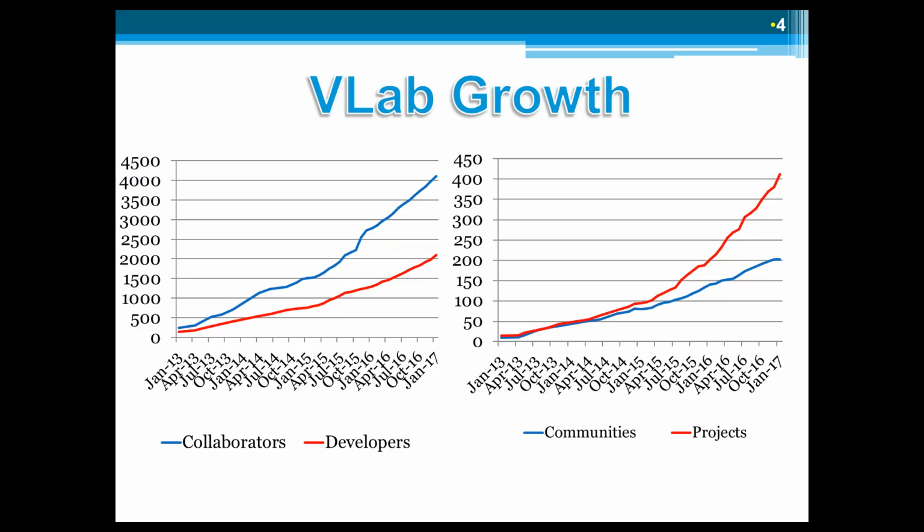So on the right side, you can see that we've also seen growth in the number of what we call communities. And this is where the virtual lab basically does the collaboration. And we have about 200 of those currently, and there's been steady growth over the years. And then if you look at the projects shown in red, you can see that there's been really strong growth in that, particularly over the last 2 years, as we've gotten more people on board developing code.